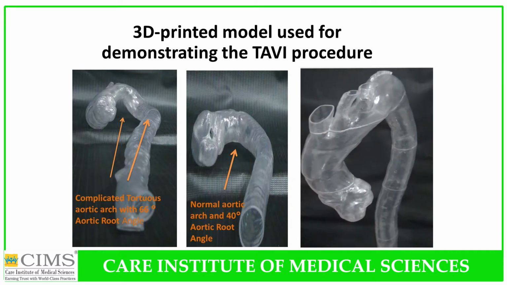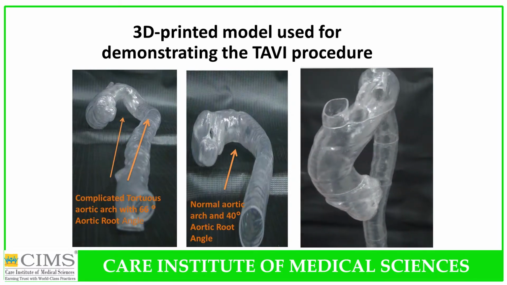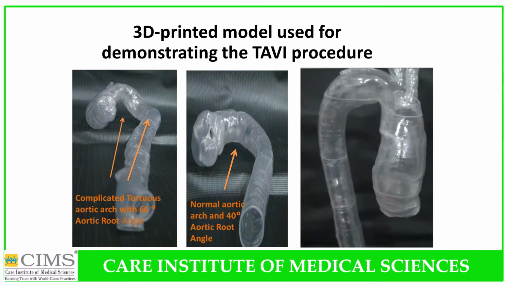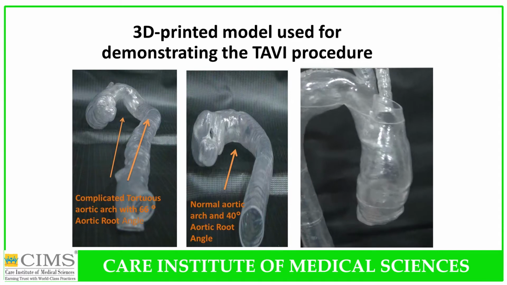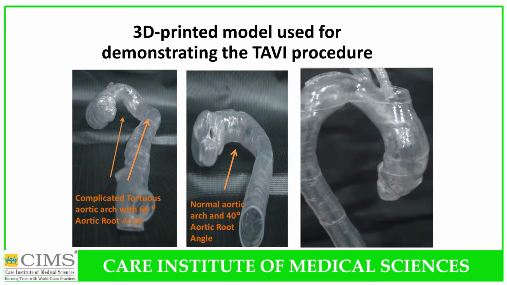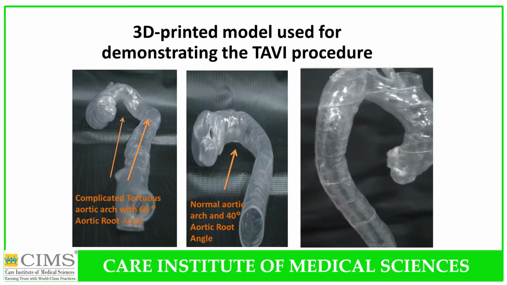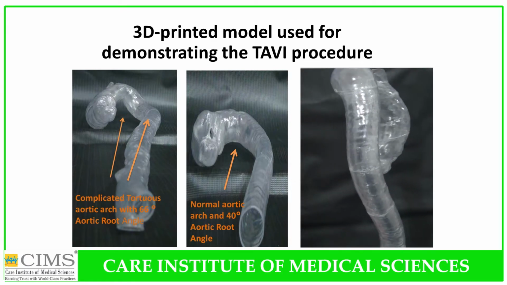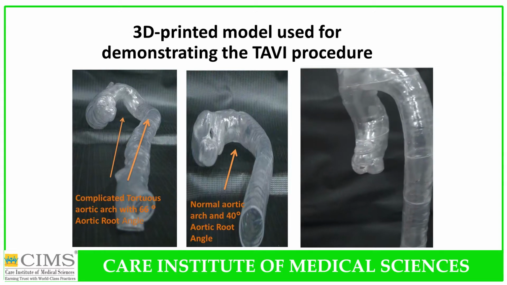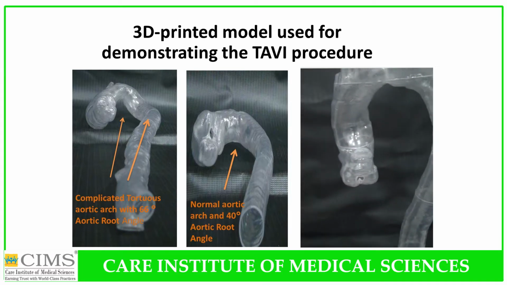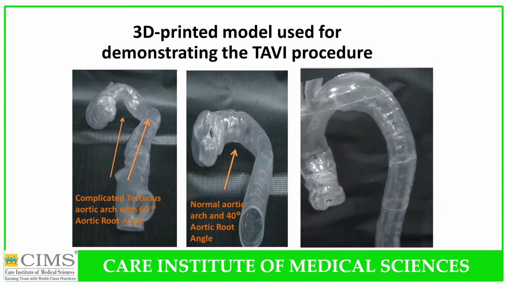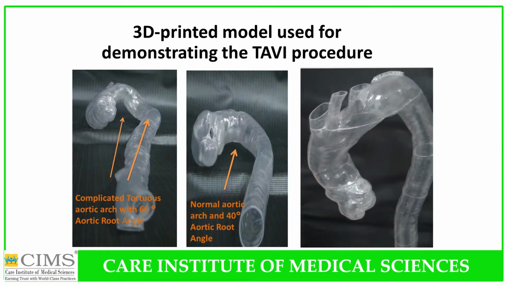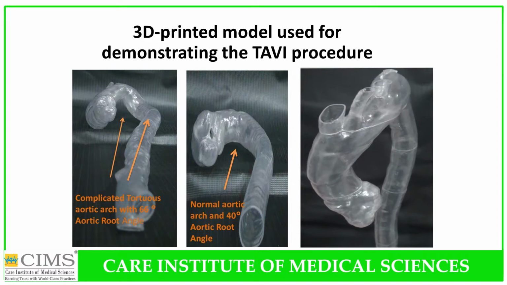So this is the case where you can see the complicated tortuous aortic arch in our 3D model and the 66% aortic root angle. In the middle image of the model of an otherwise normal patient, the normal aortic arch and the 40 degrees aortic root angle is much simpler anatomy compared to the left-sided image which shows highly tortuous aorta.